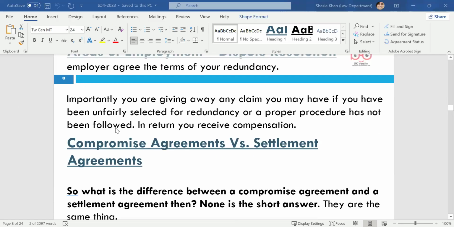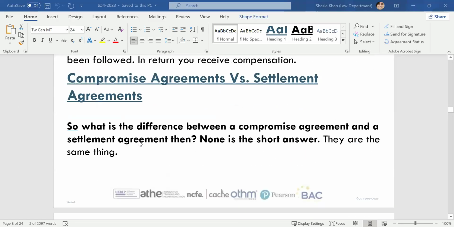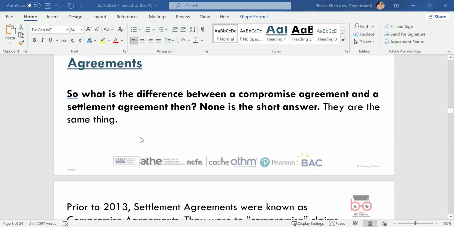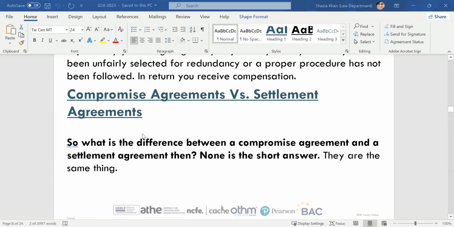So what is the difference between compromise agreements and settlement agreements? There's no practical difference between compromise agreements and settlement agreements, but a settlement agreement is a legally binding contract used to end an employment relationship on mutually agreed terms, often in exchange for a severance payment.